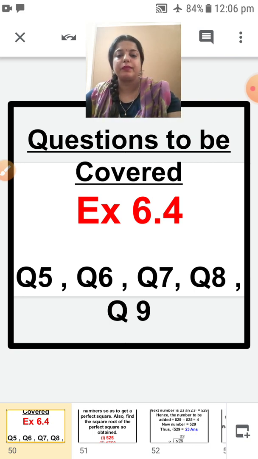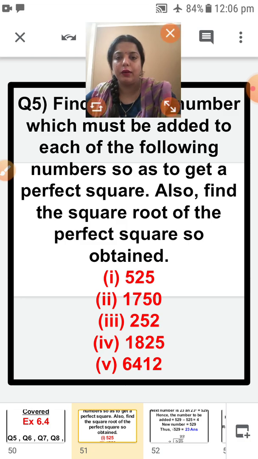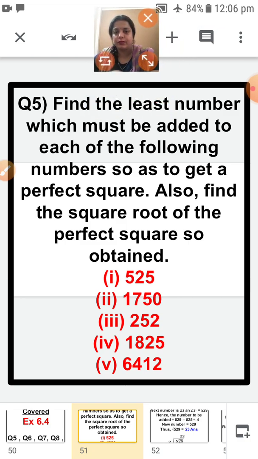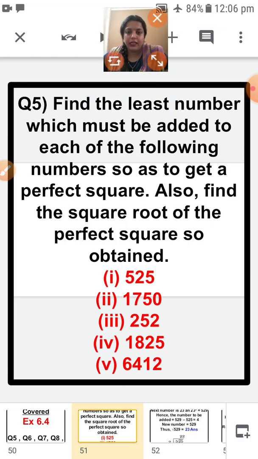Let's see. Now, find the least number which must be added to each of the following numbers so as to get a perfect square. See children, in the whole chapter we have discussed the perfect square.